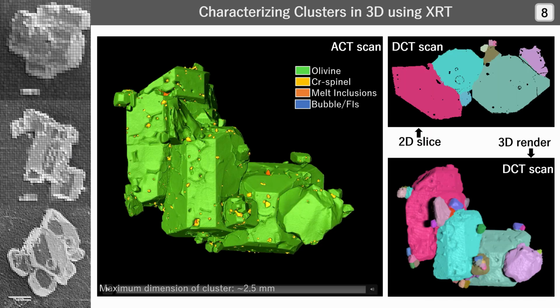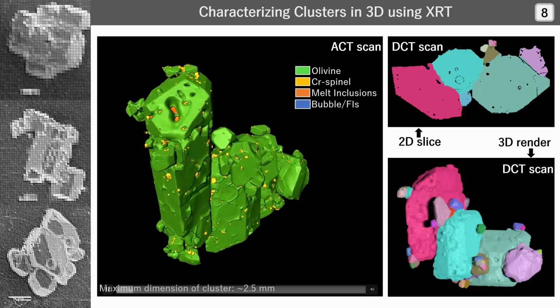So for the 8 of you left watching by this time in the talk, we ran 2 first tests with crystal CT on olivine clusters from a Kilauea eruption. And I'll first show you a video of the absorption contrast scan, or rather a reconstructed 3D rendering, after we segmented out or separated the different phases like olivine, chrome spinel in yellow, melt inclusions in orange, or bubbles or fluid inclusions in blue.